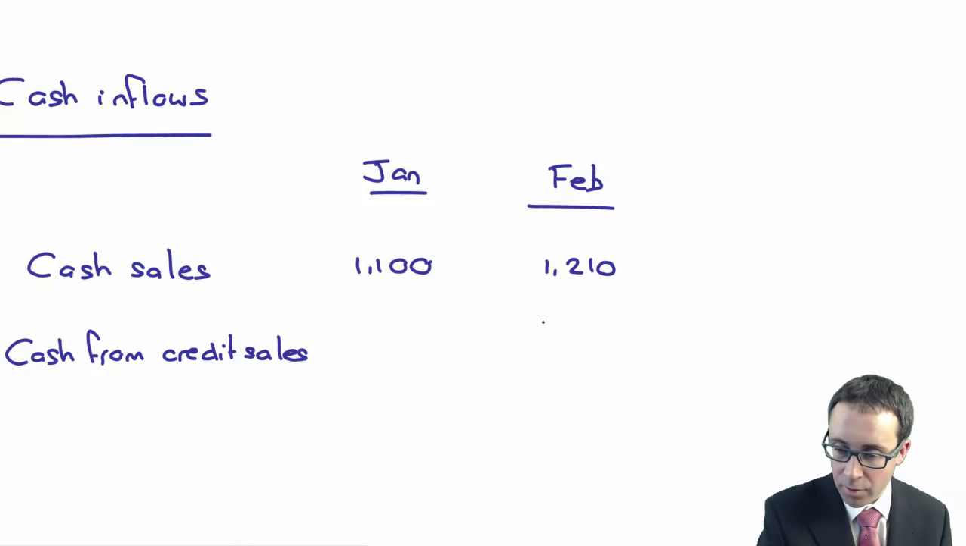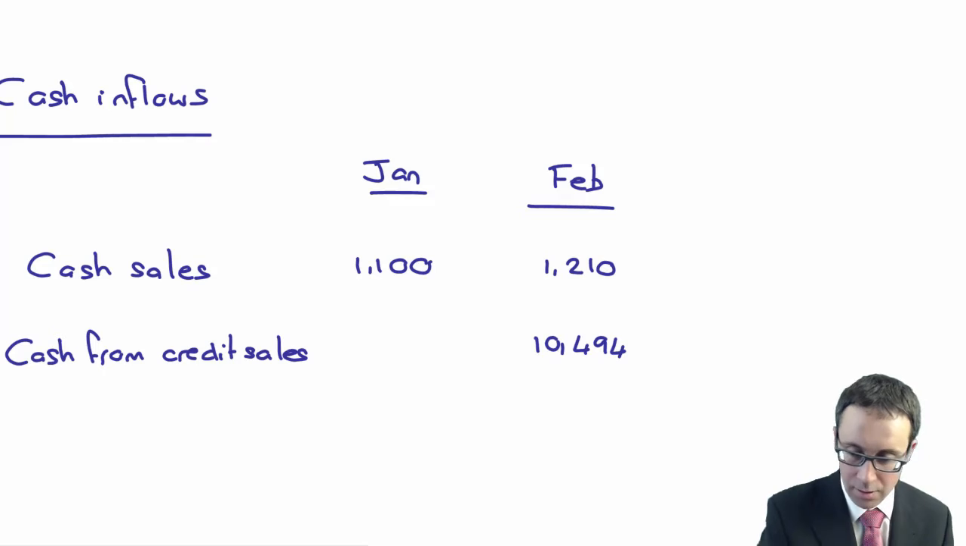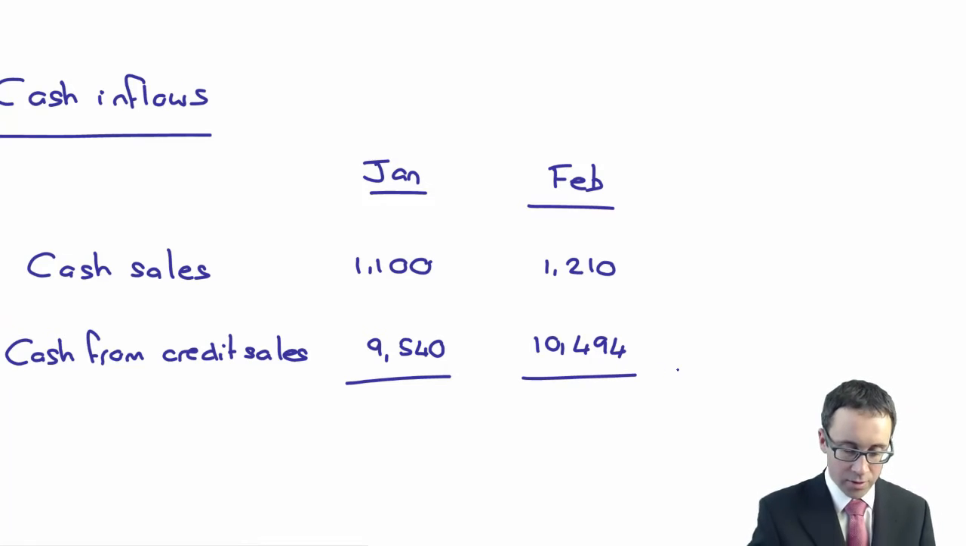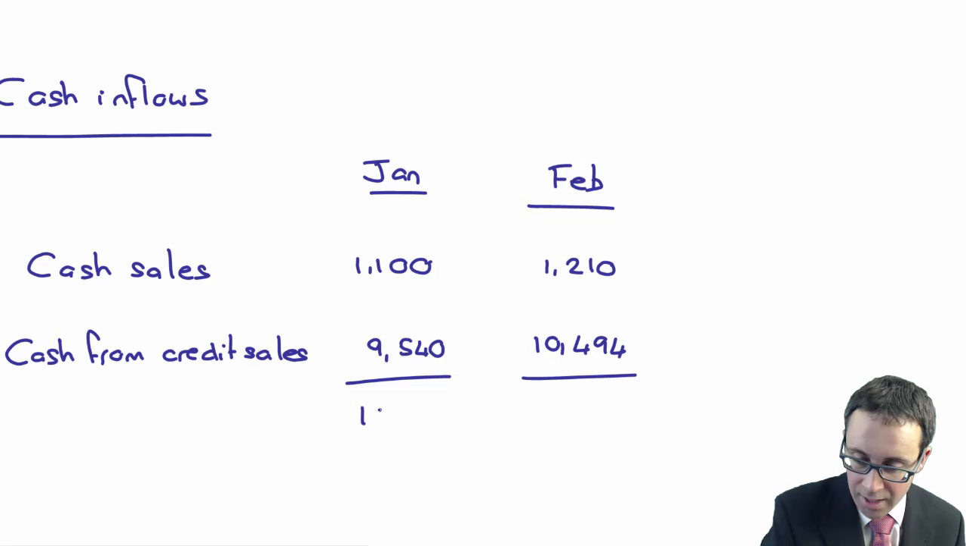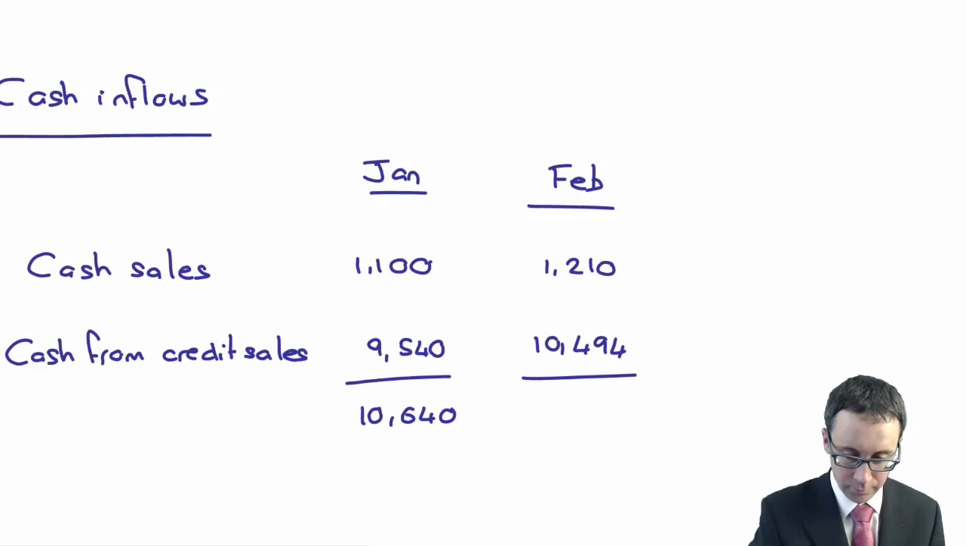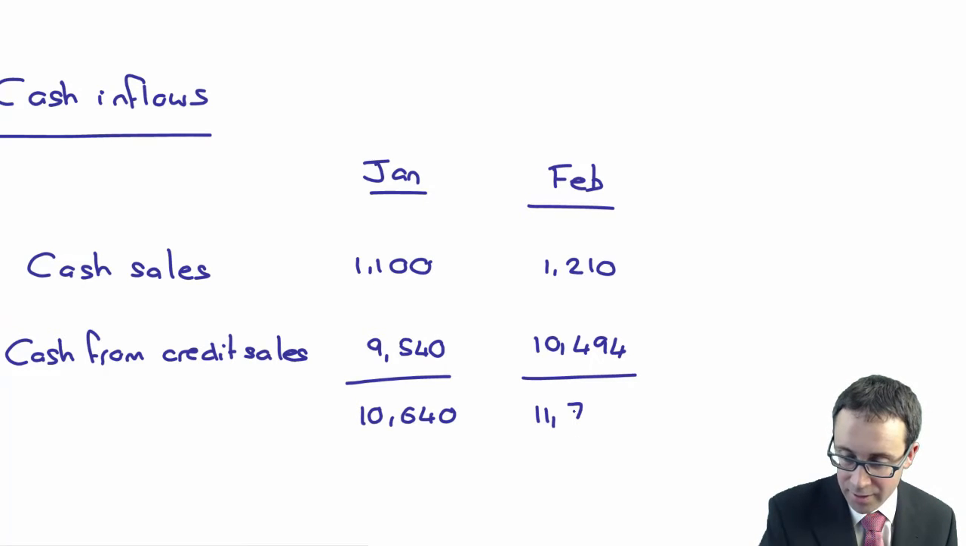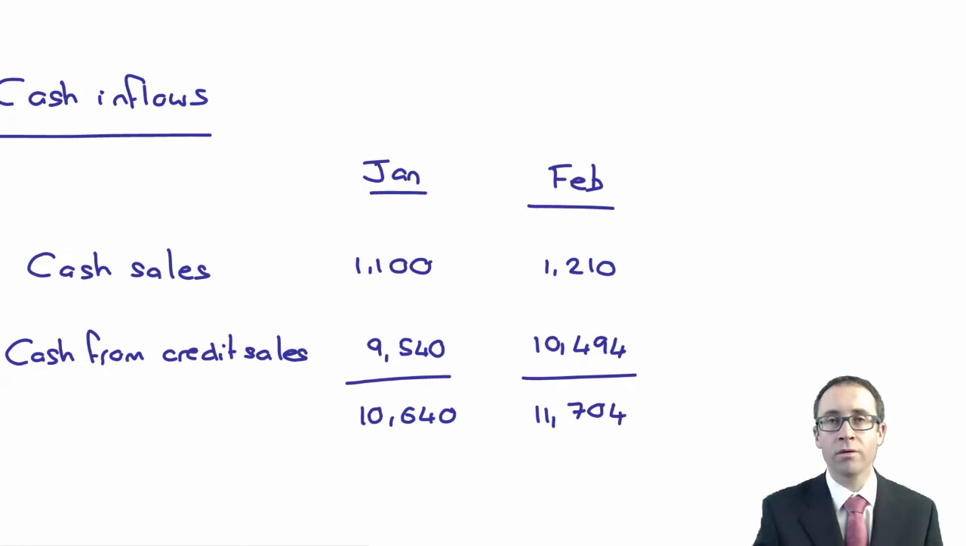So what I could do there, was it 10,494? Was it 9,540? If we total them up, does that give me 10,640? And is it 11,704? Okay, yeah, quite a lot to go through and work and consider.